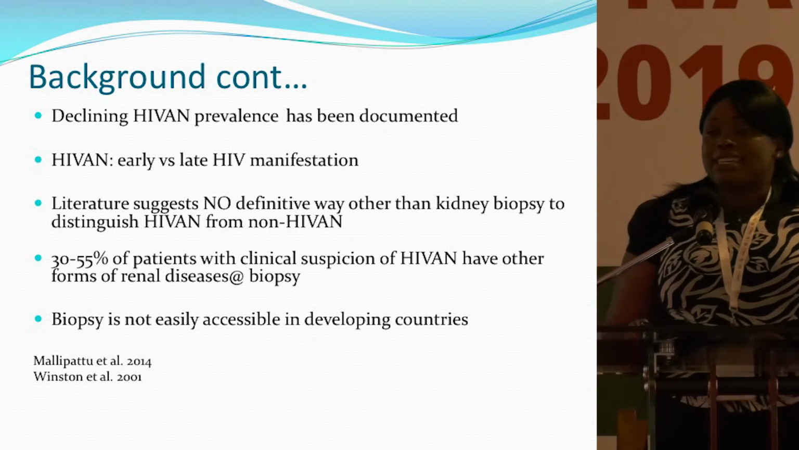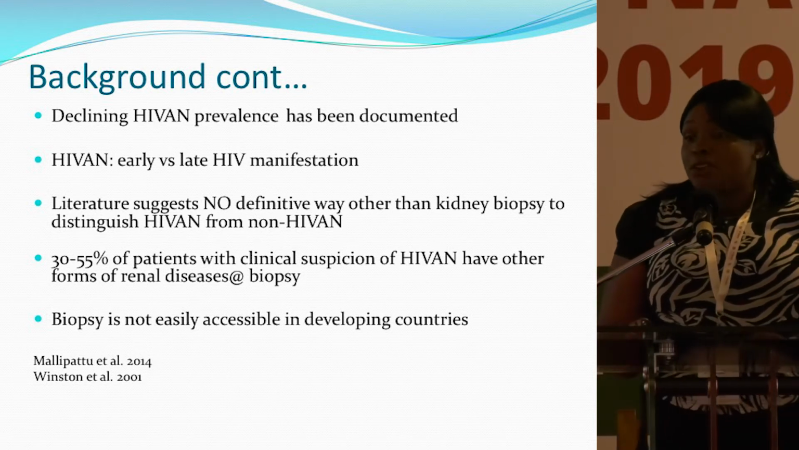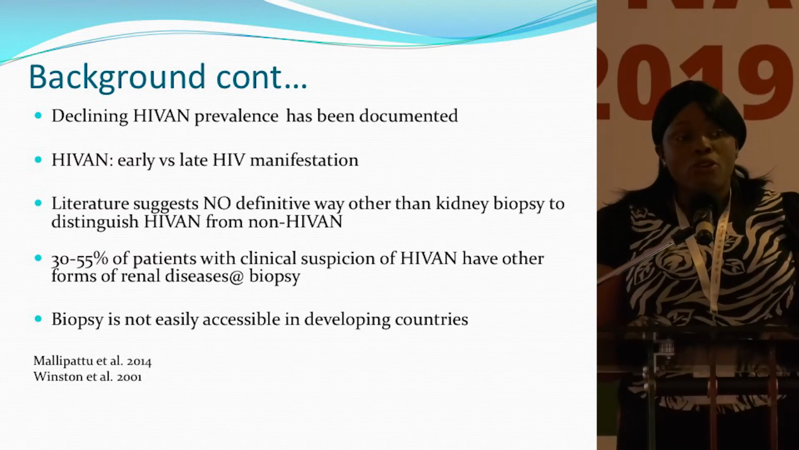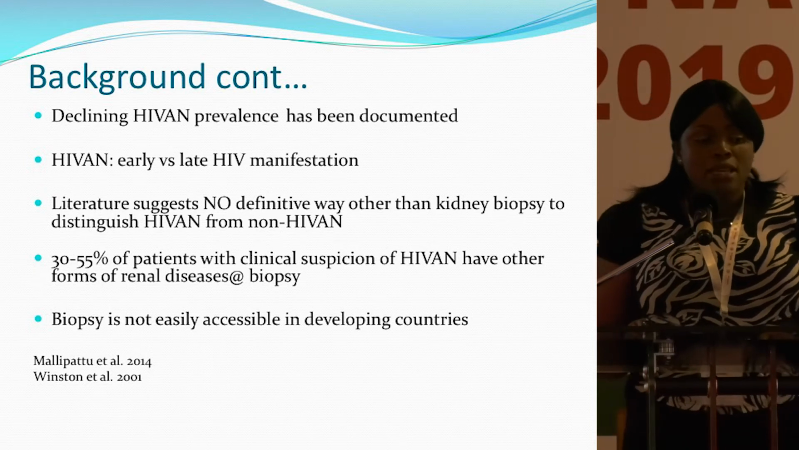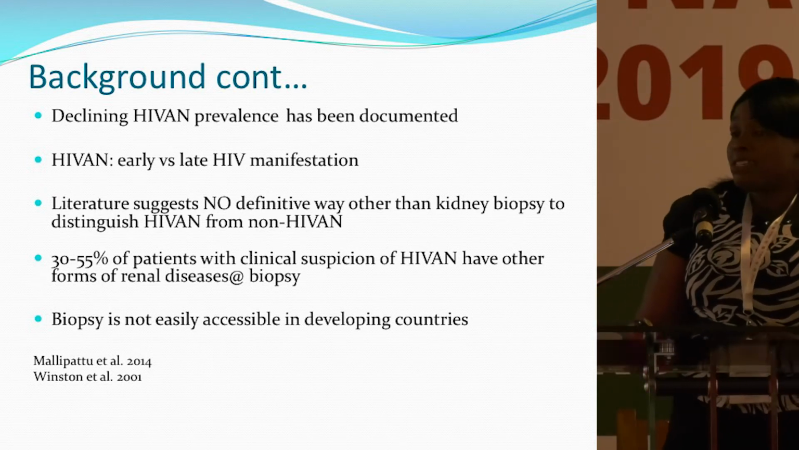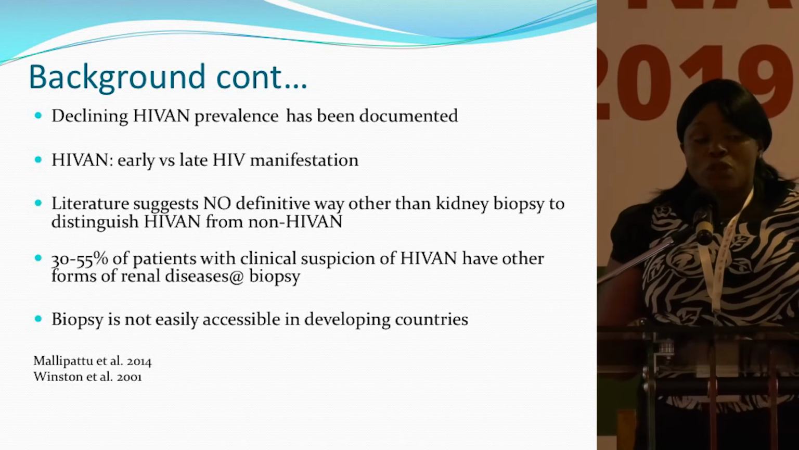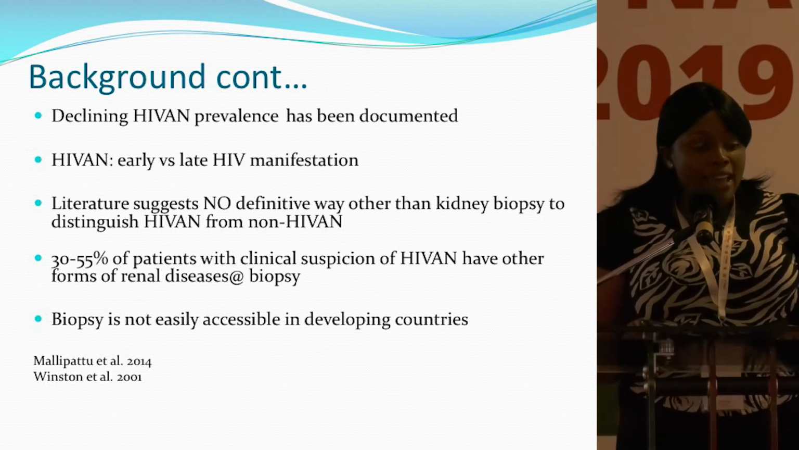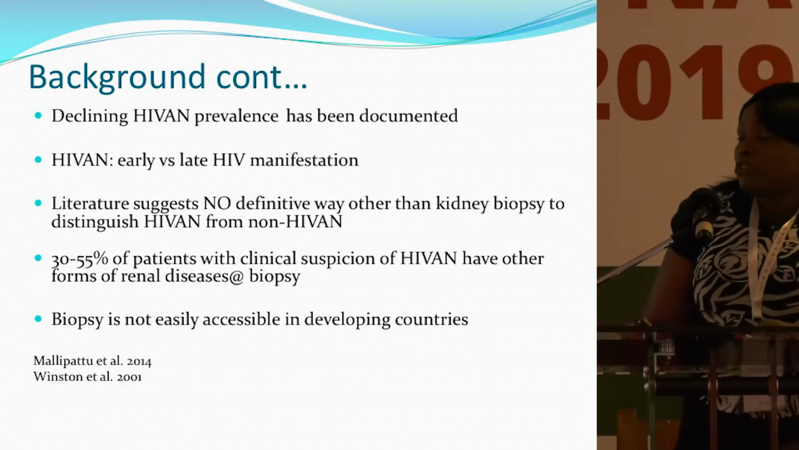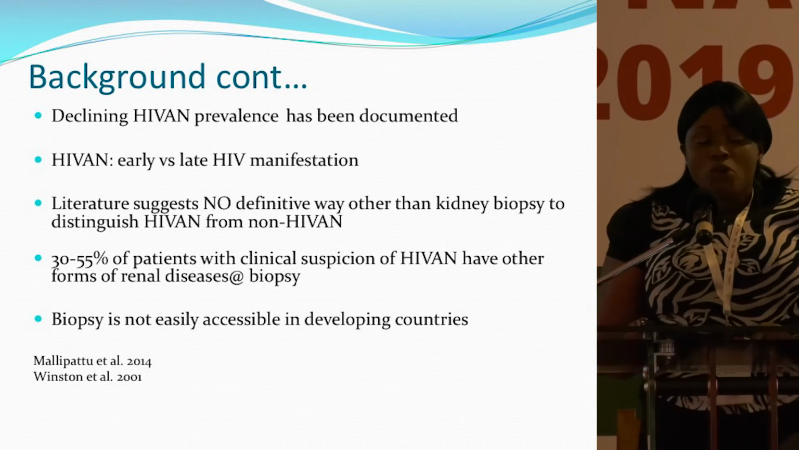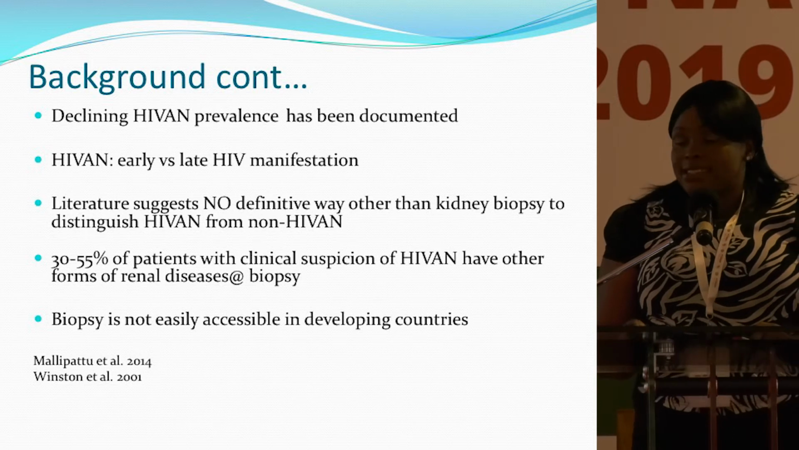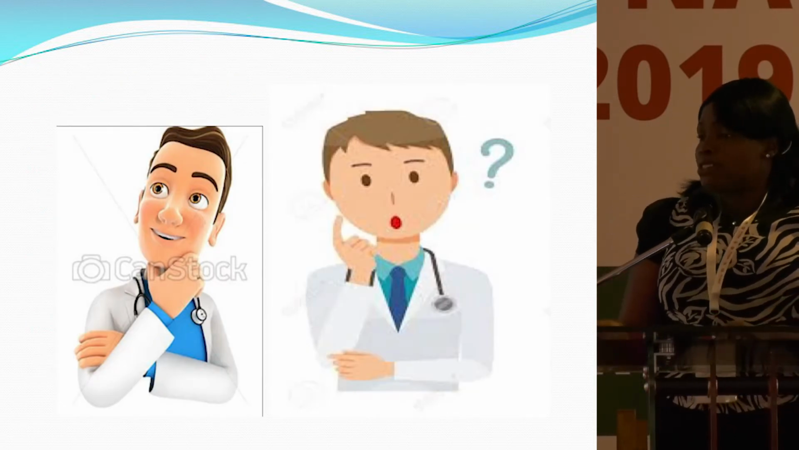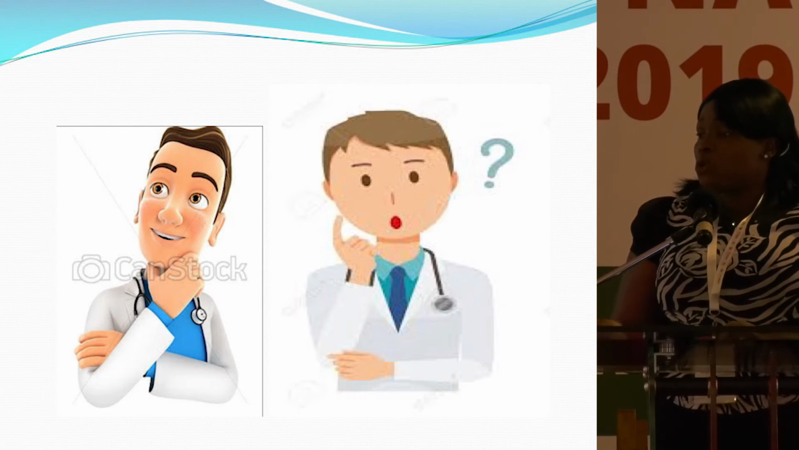However, literature suggests that there's no definitive way other than kidney biopsy to differentiate a patient who has HIVAN from someone who has non-HIVAN lesions, because 30 to 55% of patients who are clinically assumed to have HIVAN end up, at the time of biopsy, having lesions other than HIVAN. Unfortunately, in the developing world, especially in Africa, renal biopsy is not easily accessible. So the clinician wonders, if I cannot biopsy my patient, is there an easier way to predict what the patient likely has?